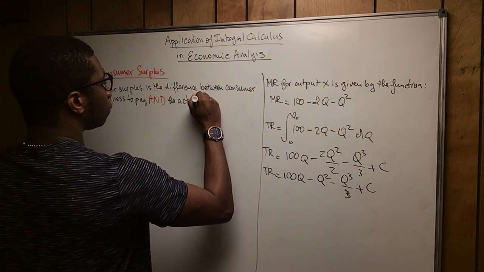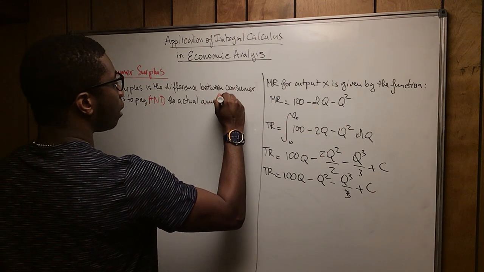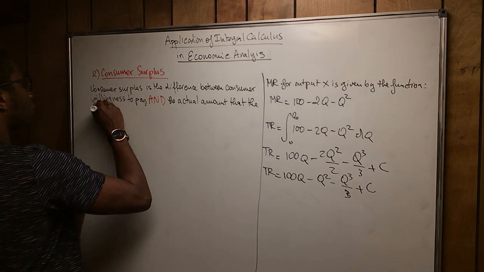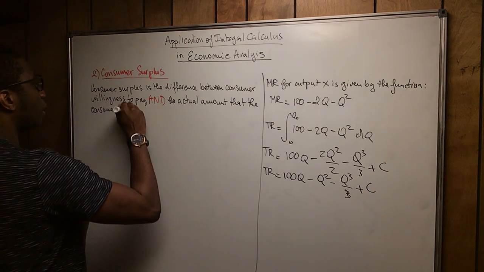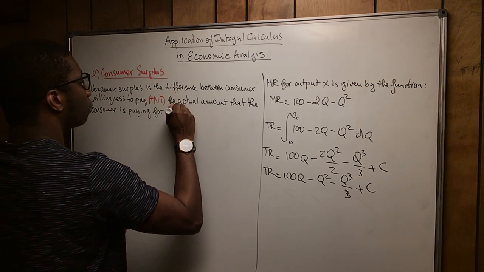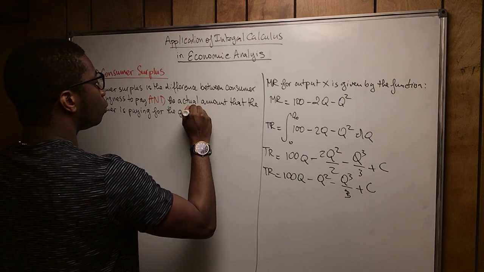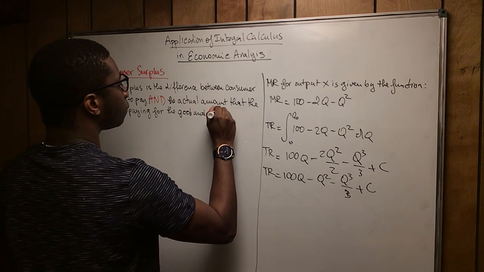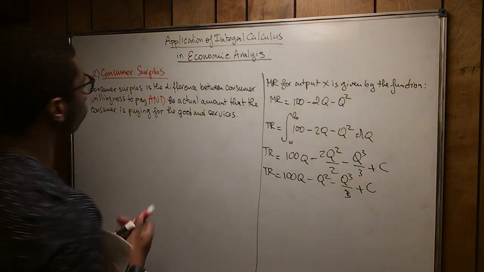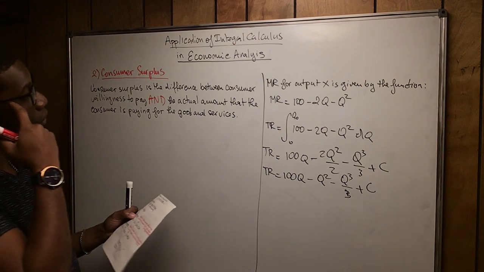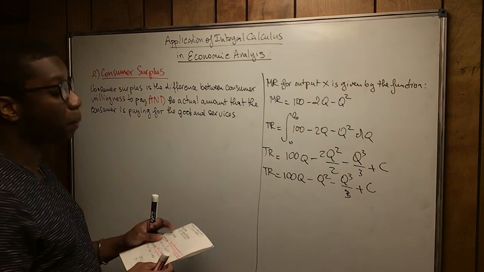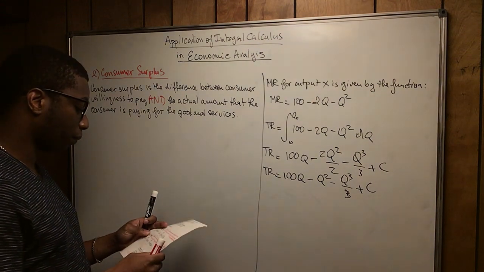And the actual amount that the consumer is paying for the good and services. Okay, so that's consumer surplus. It's the difference between what consumers are willing to pay and the actual amount that consumers are paying for what they're consuming.